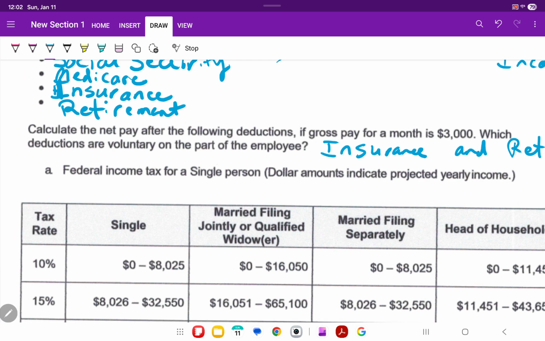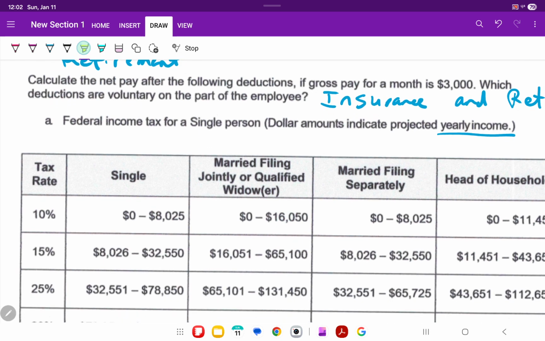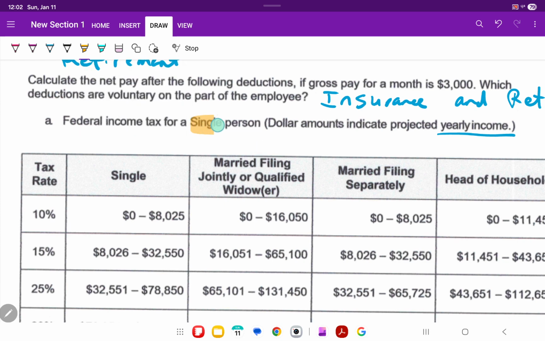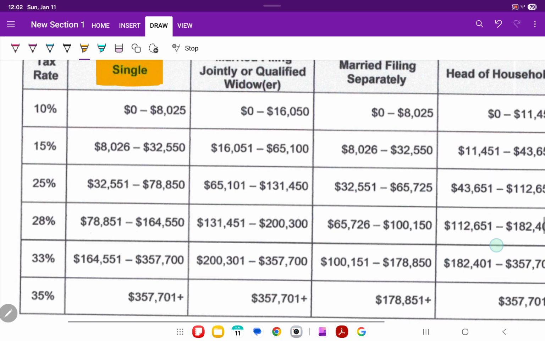Okay. Federal income tax for a single person, dollar amounts indicate projected yearly income. So that's why we could use that thing from the other page, but 3,000 times 12 is going to be $36,000. Okay, so first of all, we're going to find their filing status. Their filing status is a single person, so we're going to be looking in this column, and they are going to have $36,000 in income, which is going to fall in this rate right here. They're going to be in the 25% tax bracket.